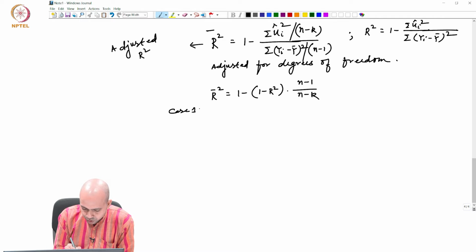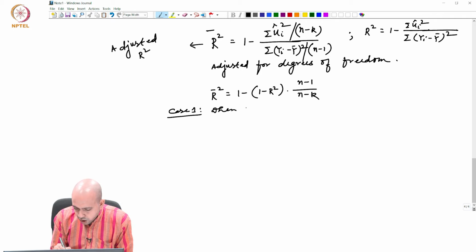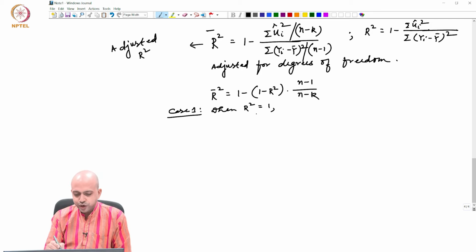Case 1: when R square equals 1, then what will happen? This would become 0, and R bar square is also 1. That means R bar square equals R square.